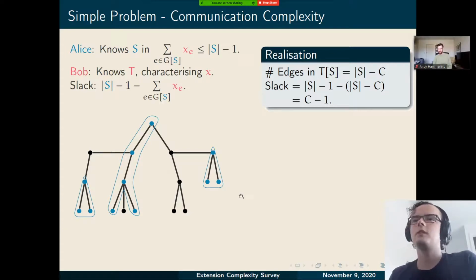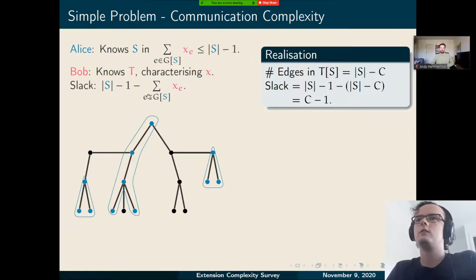So the first thing to note is that this induced subgraph is always going to form a forest because it's a subgraph of a tree. And one thing we know about forests on n vertices with C components is that the number of edges we see is going to be n minus C. And so we can substitute that to simplify our slack equation greatly.